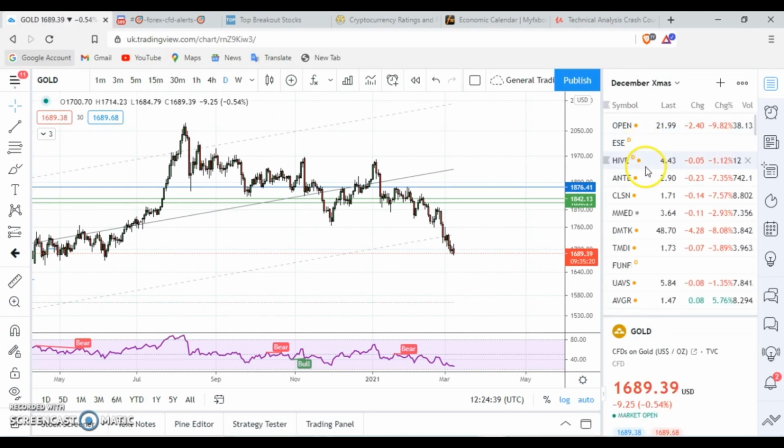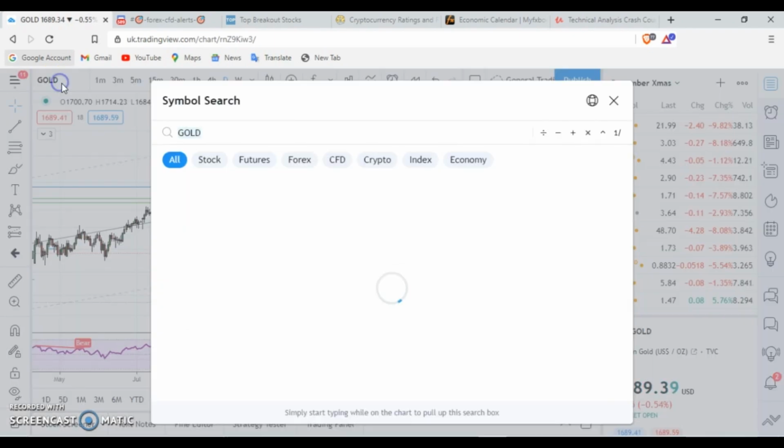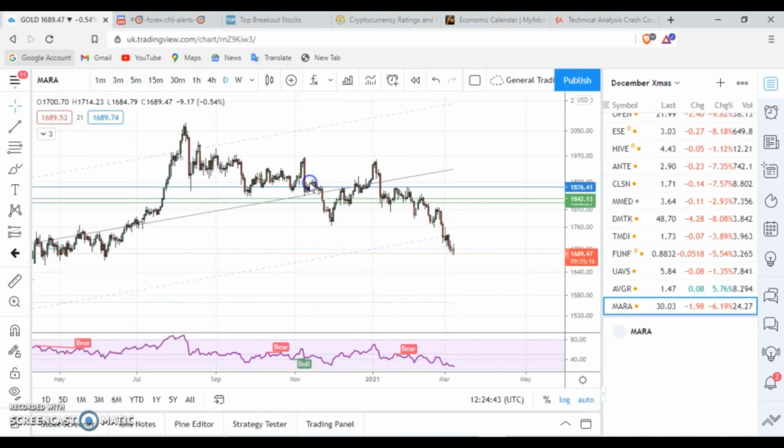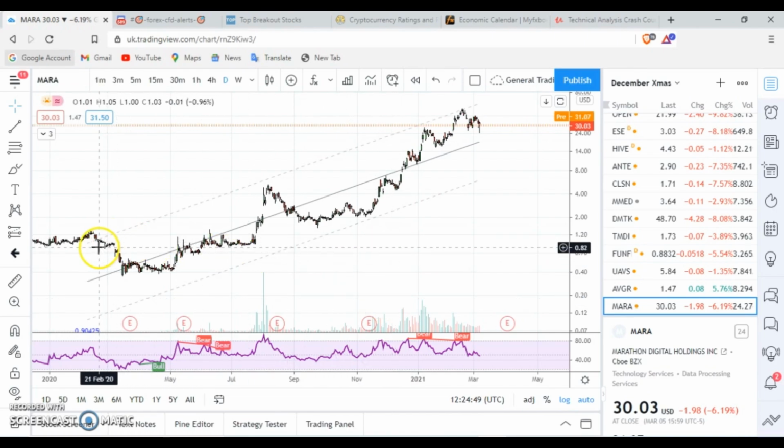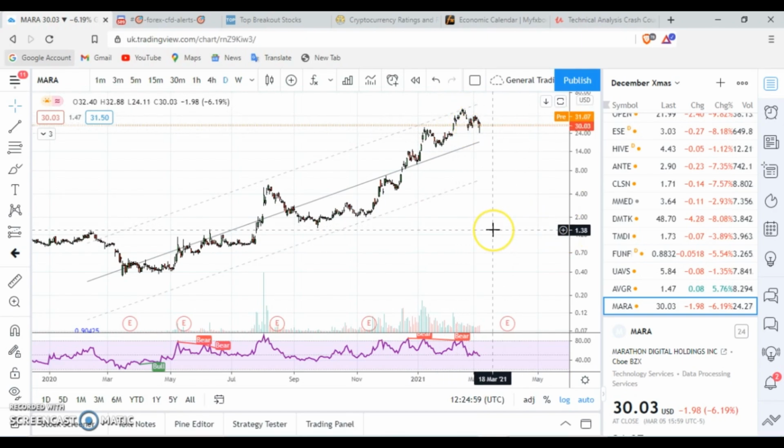So I just want to show you a bit more. Maybe with Mara. Let's just check Mara, which is a Bitcoin mining company. Again, see, look, it works with pretty much all stocks. The middle section respects price, right? The top section respects it. Price respects the bottom, respects the middle again, respects the top, right? So this is quite good.